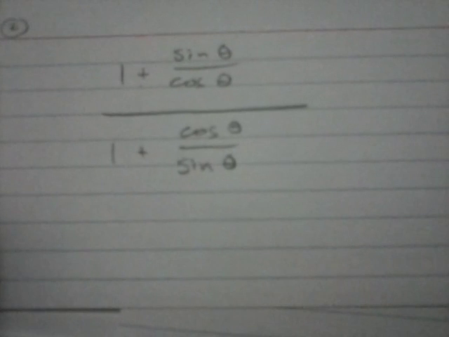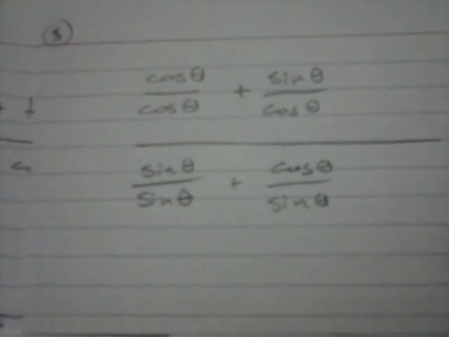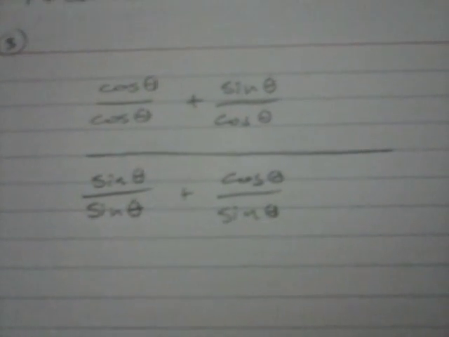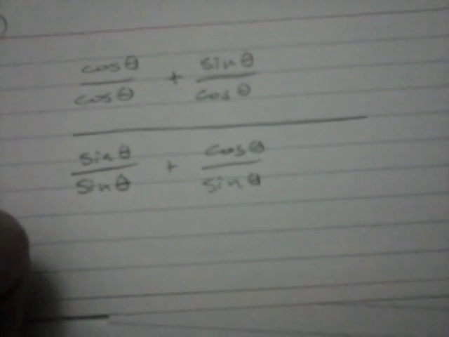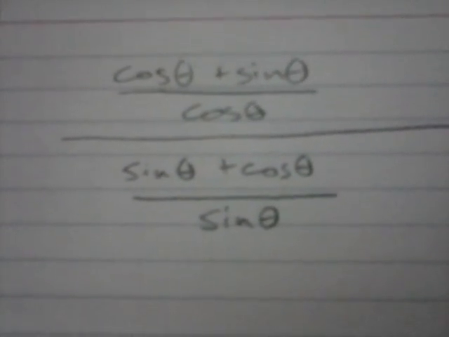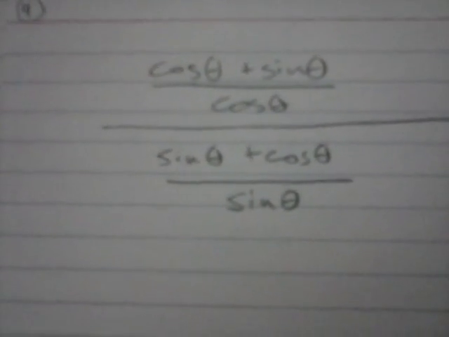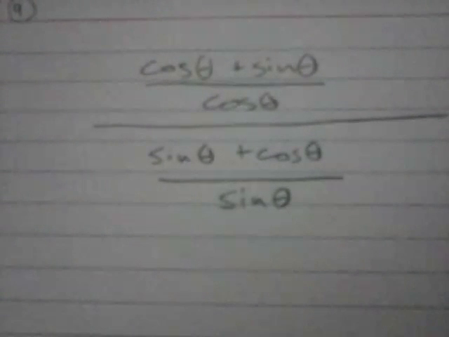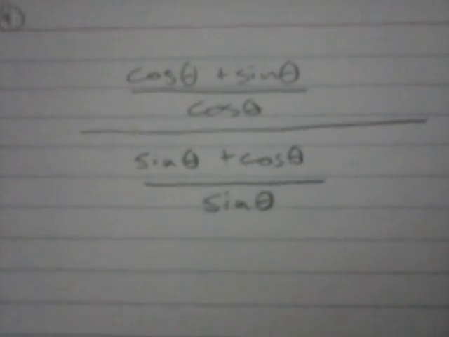Then we're going to change the 1's into fractions with like denominators so we can combine terms, which will look like that. Just cosine over cosine, sine over sine. We'll combine those. It'll look like that. Cosine of theta plus sine of theta over cosine of theta, over sine theta plus cosine of theta over sine theta.